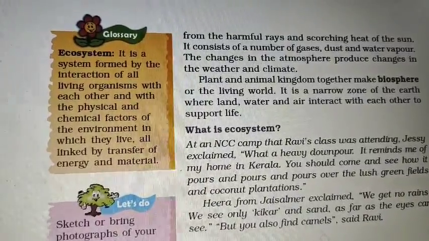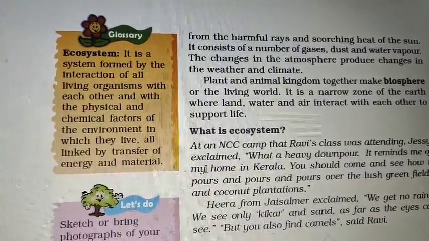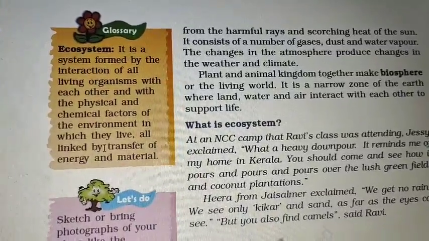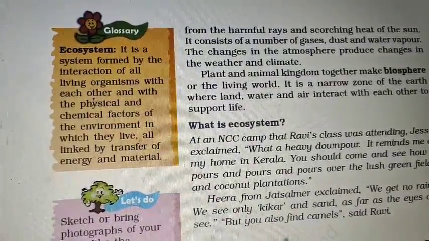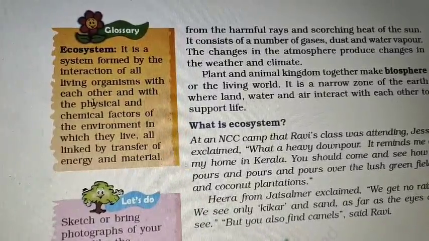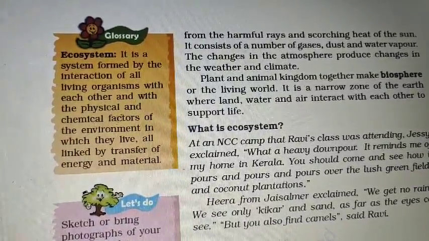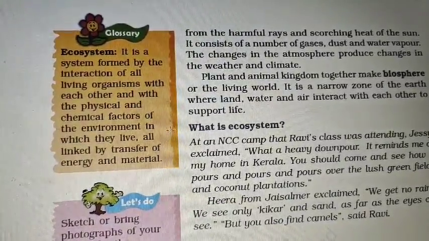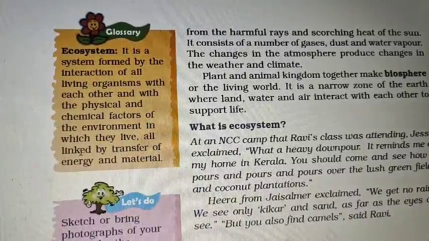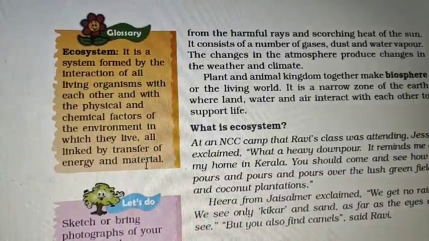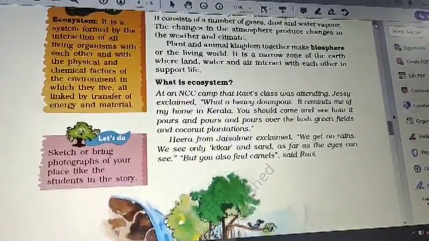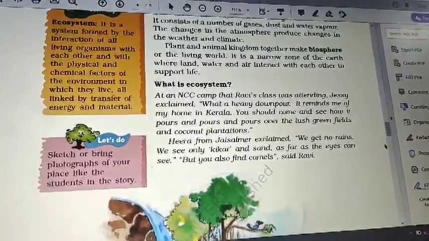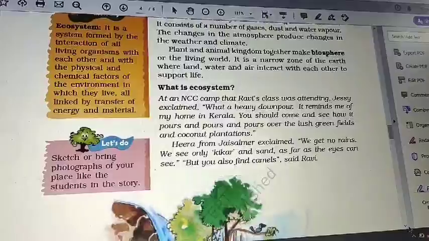Ecosystem, if we look here in the glossary box, you will see the ecosystem. It is a system formed by the interaction of all living organisms with each other and with the physical and chemical factors of the environment in which they live, linked by transfer of energy and material. Okay, so what does it mean? Ecosystem means the system where we all live together.